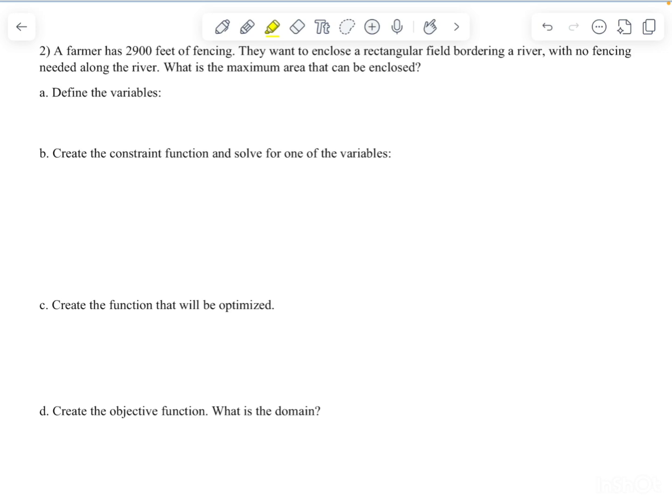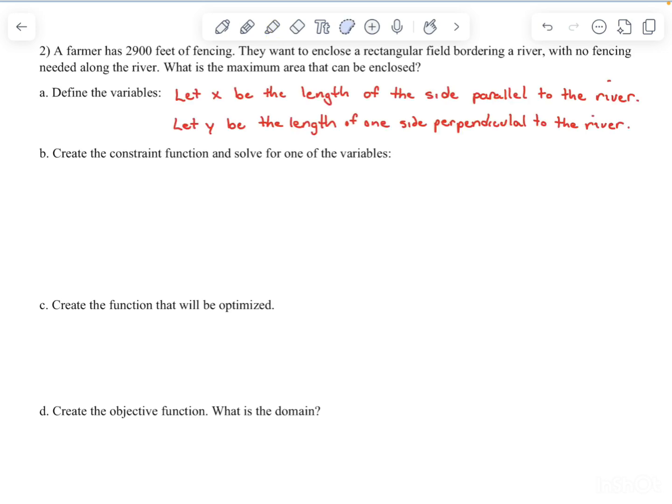Part A asks to define the variables. We will let x be the length of the side parallel to the river. And we will let y be the length of one side perpendicular to the river.